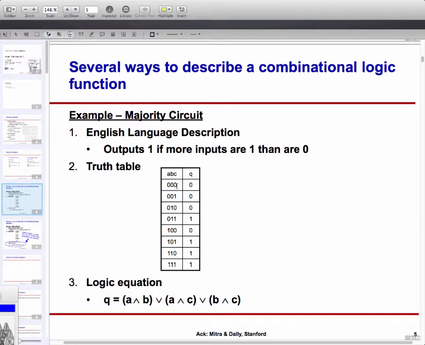We can check whether it remains true. Let's take A, B, C being 0, 0, 0. Then A is 0, B is 0, C is 0. So A and B is 0. A and C would be 0. B and C would be 0. And all of them put together would remain 0. So to write it out, let's say this was our case.